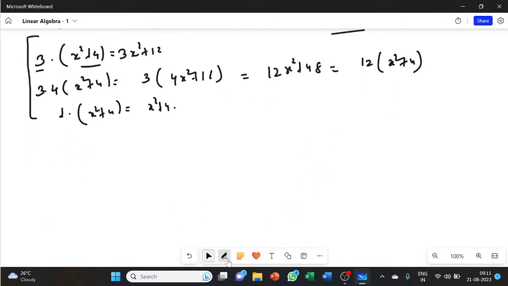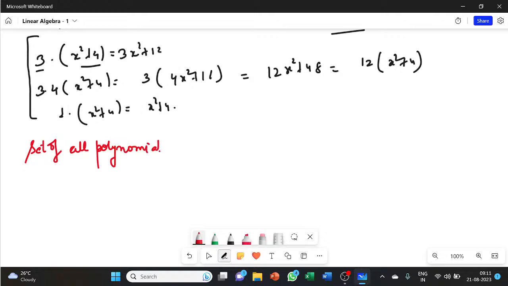So therefore we can say that the set of polynomials forms a real vector space.